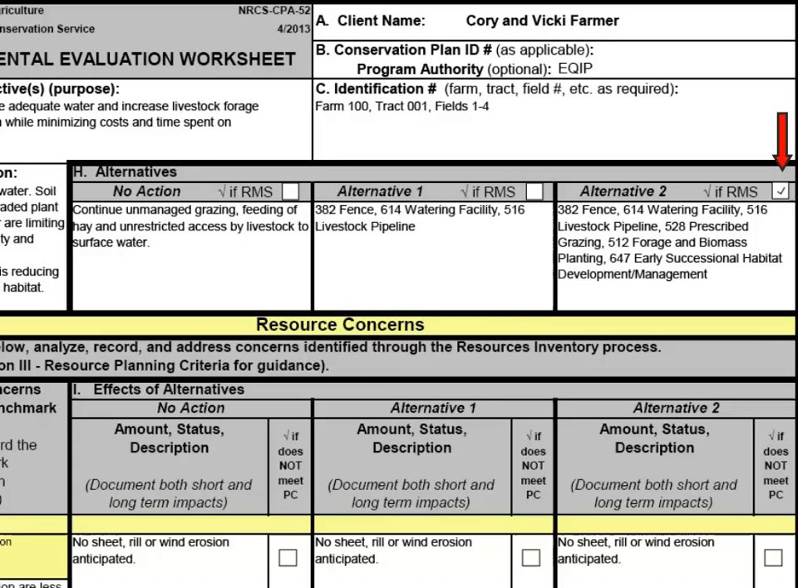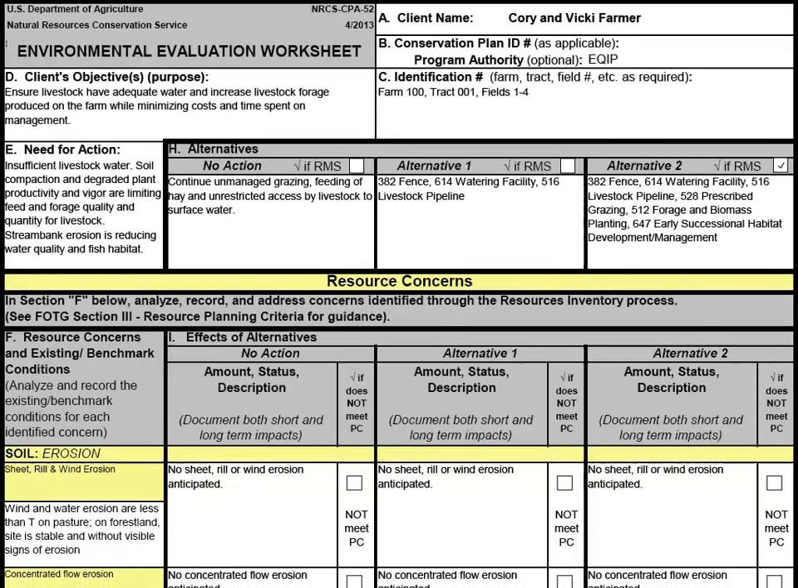The check mark next to Alternative 2 indicates that this alternative meets the state criteria for a resource management system. In the following sections I and J, the alternatives were evaluated to determine how the recommended practices would affect benchmark conditions of the resource concerns and special environmental concerns. To do this, assessment tools were revisited when applicable, and the CPPE and network effects diagrams were also consulted.